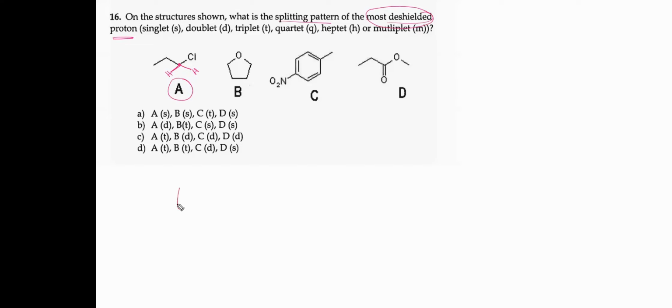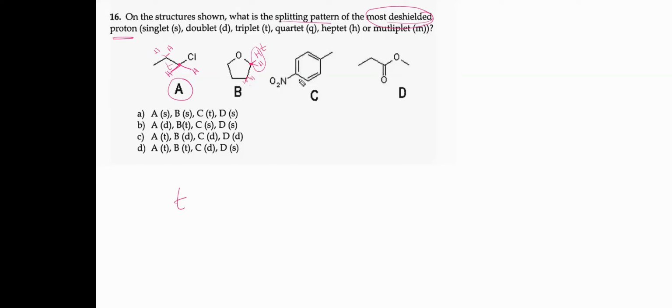Okay, it's going to be a triplet, because there are two hydrogens here. These two hydrogens will make this a triplet. Now here, that is going to be the most de-shielded carbon, which makes this the most de-shielded hydrogen, and these hydrogens are going to be made into a triplet because you have two hydrogens here. These two hydrogens will make this a triplet as well. That's a triplet, that's a triplet.